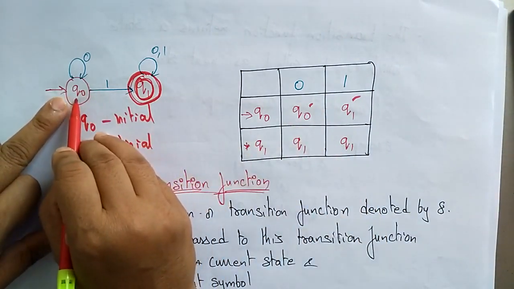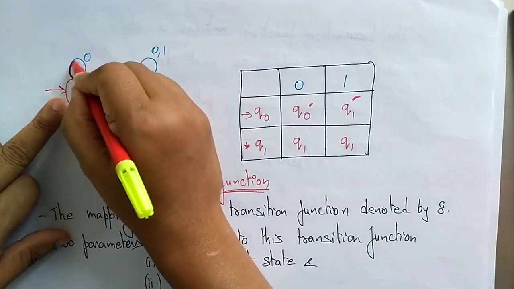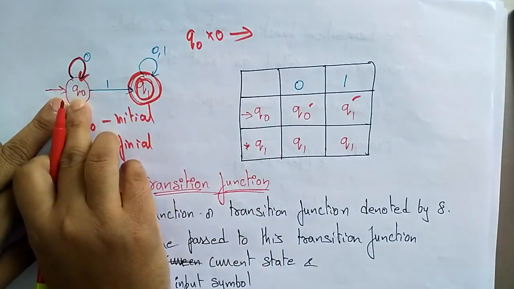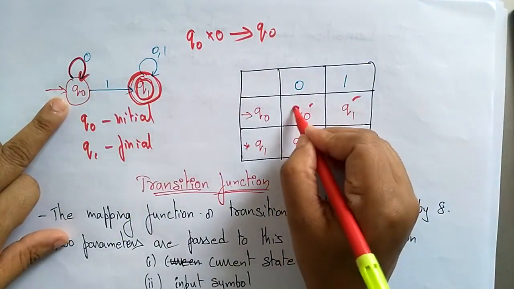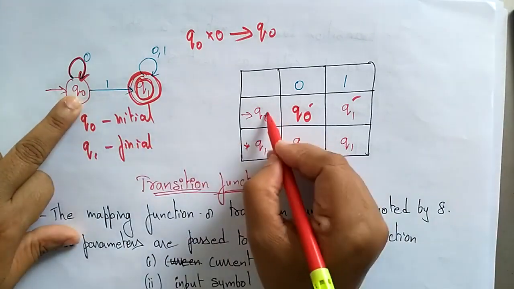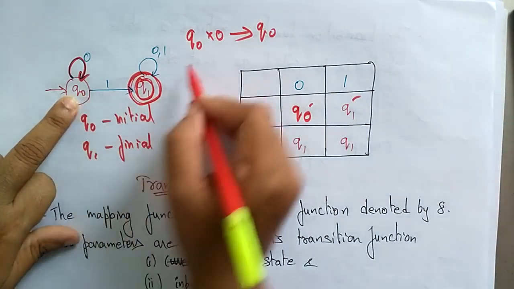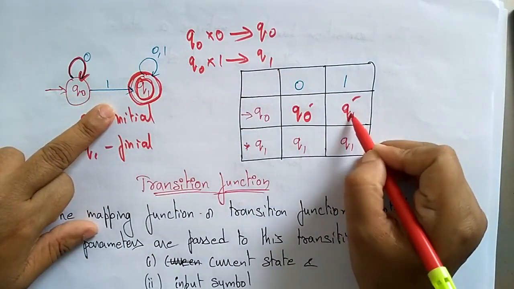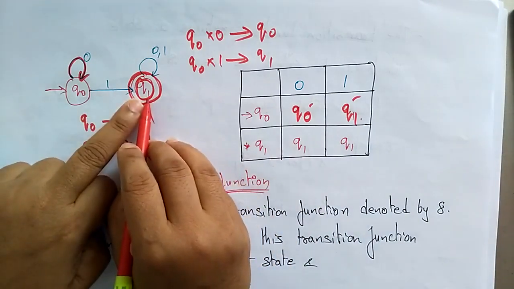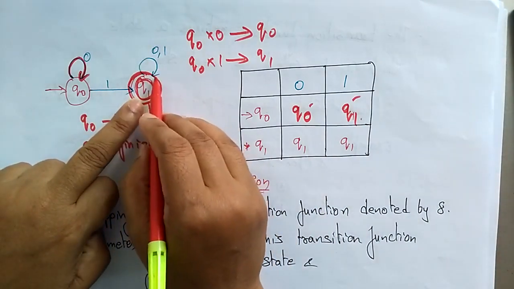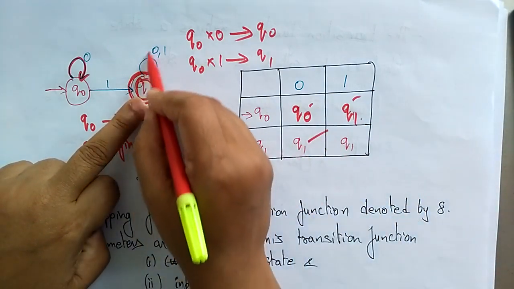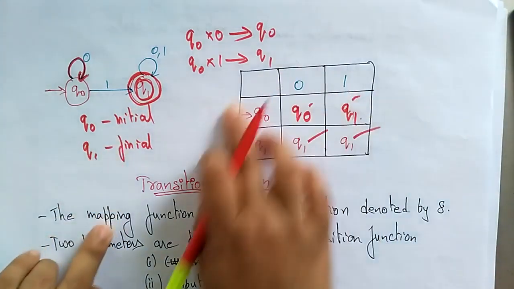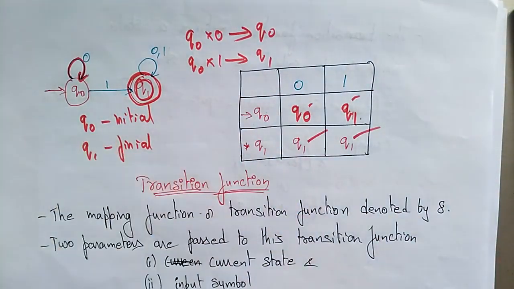Now see, Q0 on 0, what is the next state? It goes to Q0 itself, so write Q0 here. Next, Q0 on 1 goes to the Q1 state, so write Q1 in the entry. Now coming to Q1: Q1 on 0 goes to Q1 only, and Q1 on 1 goes to Q1 only. This is how you write the transition table by seeing the transition diagram.